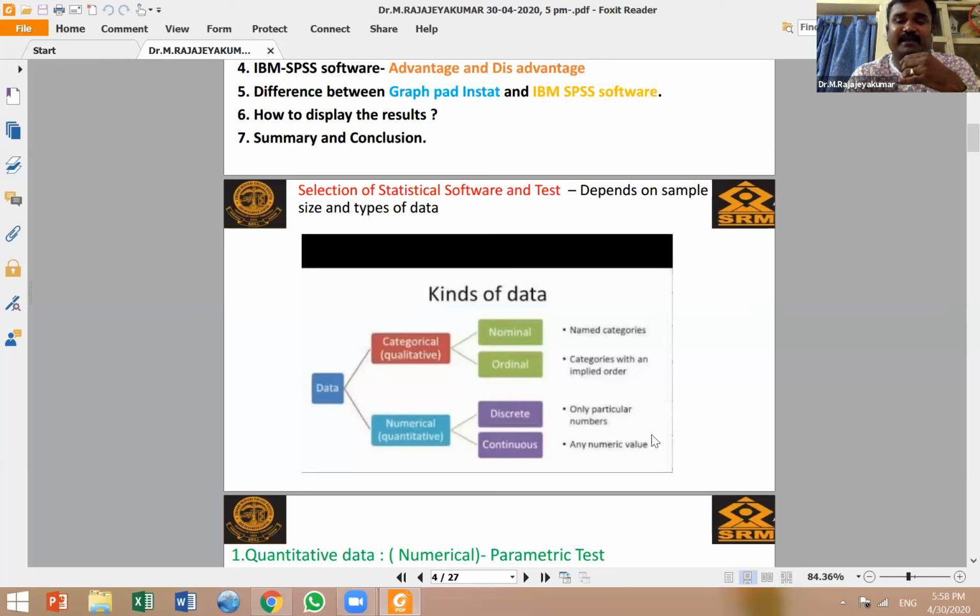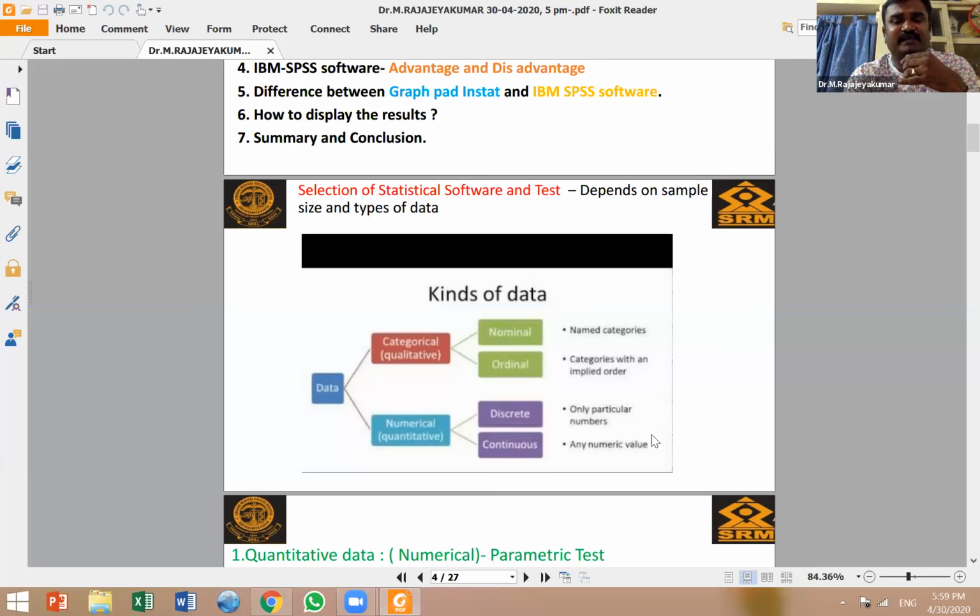What are the different types of data? Data is basically divided into two categories: qualitative and quantitative. Qualitative is also called categorical. Quantitative is also called numerical. The qualitative data is again subdivided into two types: nominal and ordinal. Quantitative is divided into discrete and continuous. We will discuss examples now.